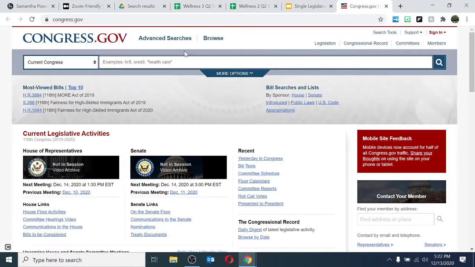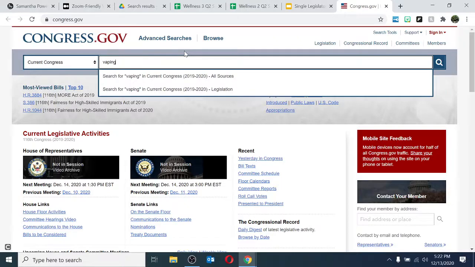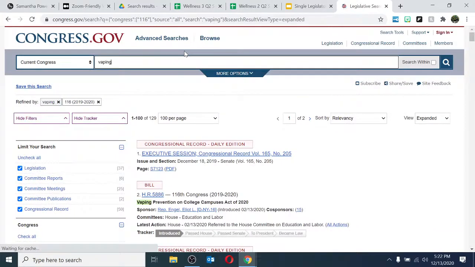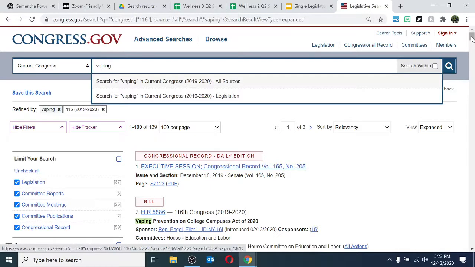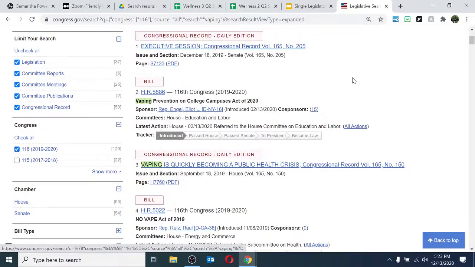So for example here, if mine was to prevent tobacco use, I might type in vaping because that's a current issue. So if there's going to be a bill, it's probably going to be related to that. If we go down, you're going to notice the second one there, it says HR 5886. HR means House of Representatives. So this is a House bill. It's been introduced and nothing has happened. This would be a great one to write about. They haven't voted on it yet, or it hasn't passed if they did vote. So this would be a great one to write on.